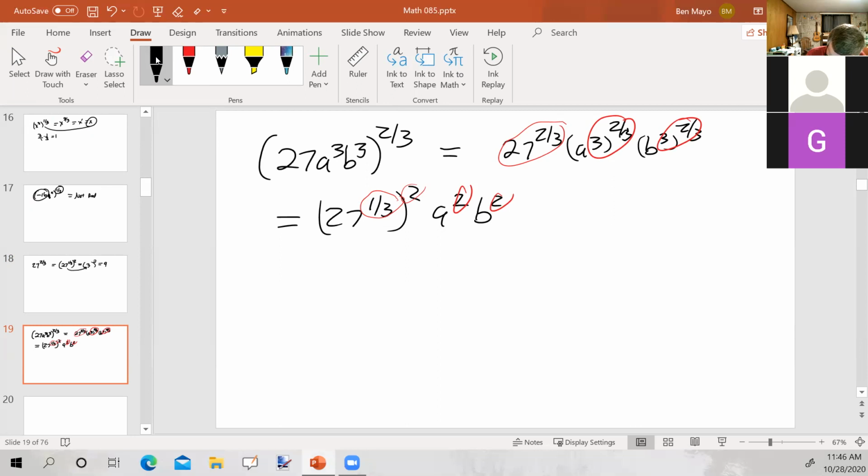So how did you, for the 27 to the 1/3 parentheses squared? I'm not done. Oh, okay. I was confused. No, sorry. Okay, so what is 27 to the 1/3 power?